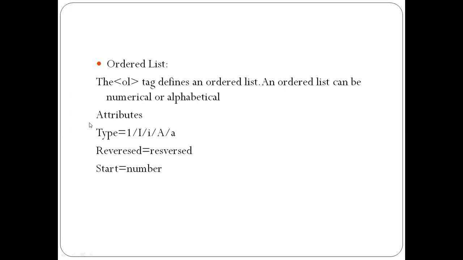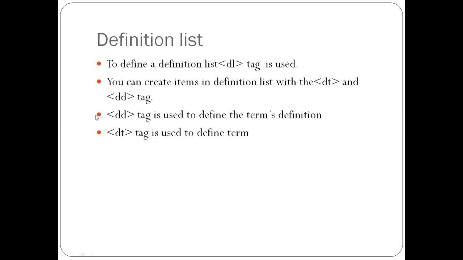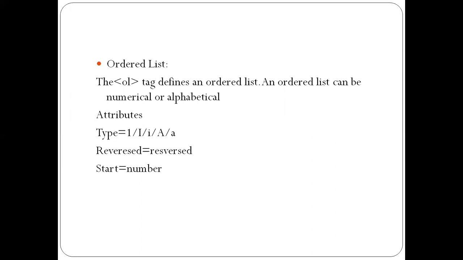So which are the attributes of this ordered list? Type is the attribute of ordered list, is equal to, which are the values? 1, capital I, small i, that is called Roman, capital A, small a. These are the type attribute values. If you don't specify any type attribute along with OL tag, then by default it will display the numerical list starting from 1.